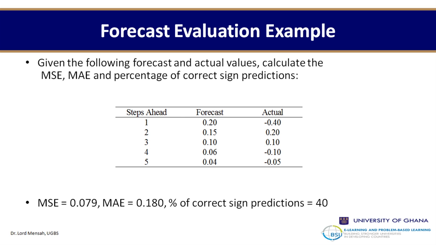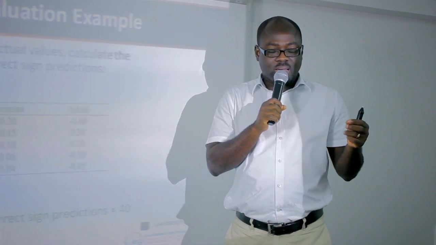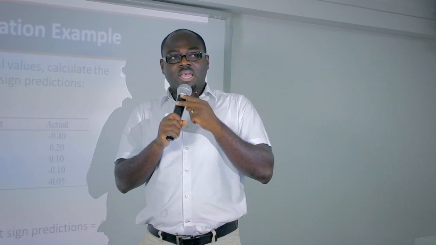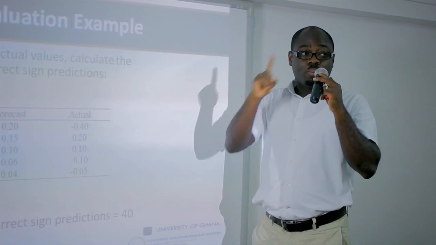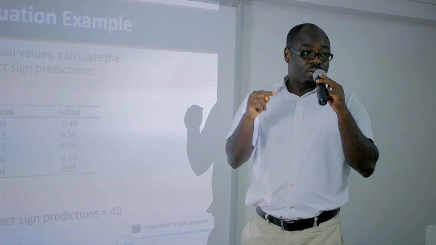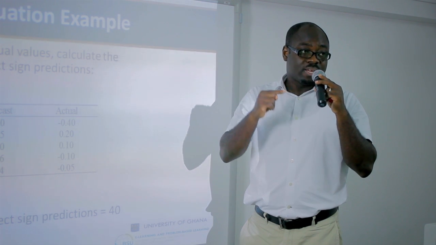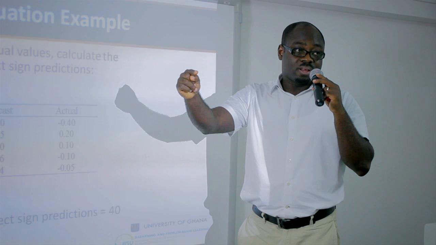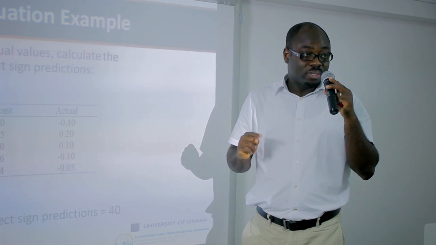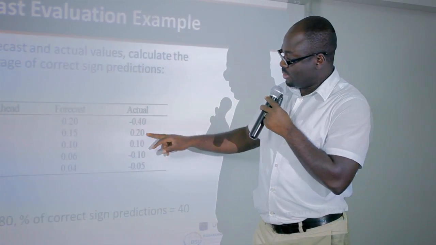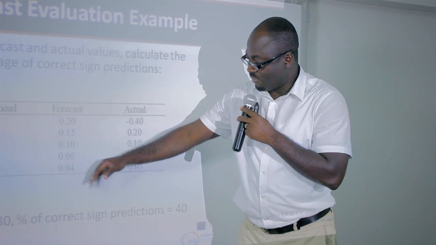And then the correct sign prediction is what? 40%. Okay. Why is it 40%? You realize that this correct sign prediction says that if the product of the actual and the forecast is greater than 0, then it will be 1. Otherwise, it will be 0. And I told you that anytime you have both numbers being positive, the forecast and the actual, that's when you get greater than 0. Or if both of them are negatives, that's when you get greater than 0. So if you look here, you realize that you have both positives, the actual and the forecast, none of them will be negative, negative.